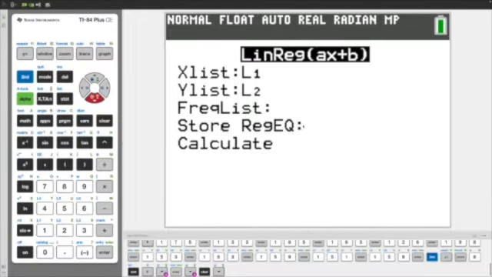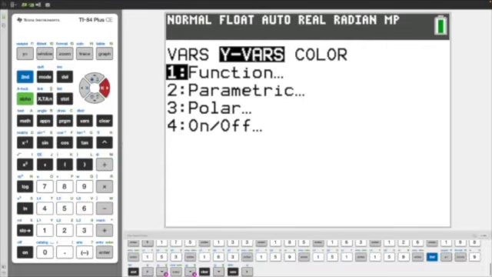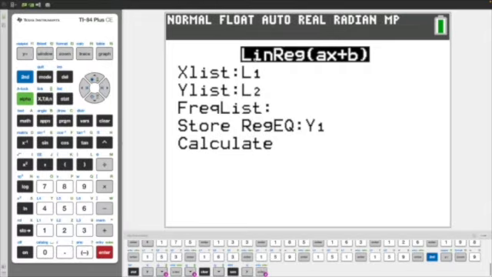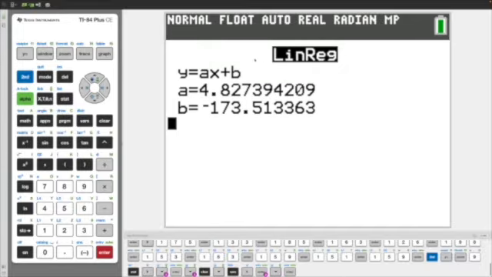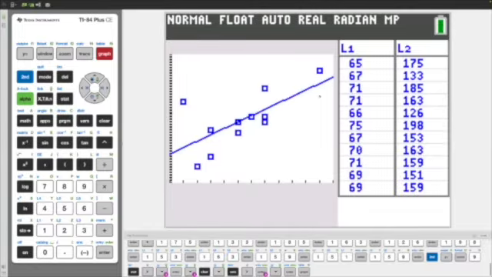And you may want to store your regression equation. I like to store it in Y1. So to do that, vars, go over to yvars, function y1. And I'll show you what that does here in a second. But that gives you your equation. So our equation for this is y equals 4.827, that's our A, x, plus b is negative 173.513, etc. If I go back to my graph, it now has that line through there because I stored it in Y1.